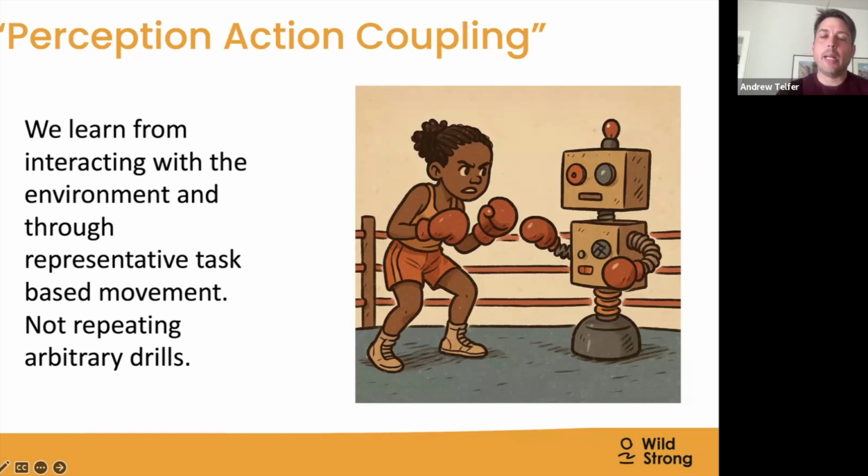So the reason I have this picture of this woman boxing a robot is because you'll see all these drills that people have, that their members and clients do, with this idea that it's going to transfer over to the real world. But actually, what we find is quite often these really isolated drills or isolated tasks don't transfer over because they're not embedded in the environment. So you don't have that perception-action coupling.